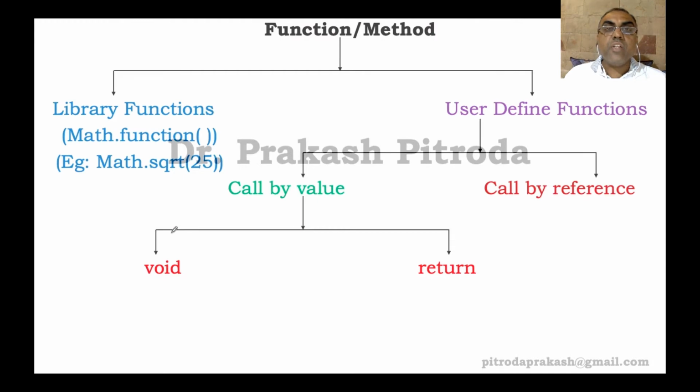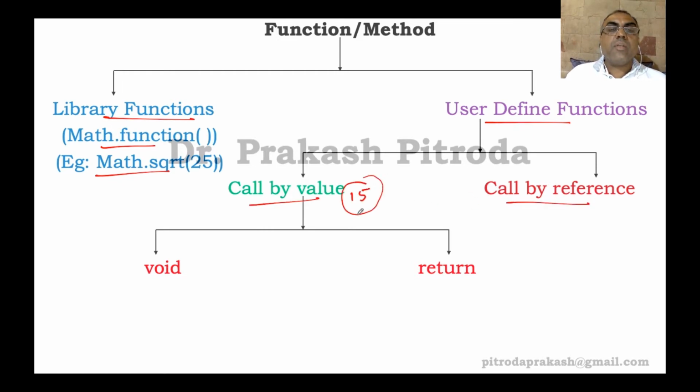Then we have understood different types of functions. There are two basic types of functions: library functions, which are ready-made functions supplied by Java, and the other functions which are created by the programmer for the specific needs of the user. We call them user-defined functions. We've also seen there are two types there: call by value and call by reference. In ICC, you will get a 15-mark programming question on call by value as well as a 15-mark programming question on call by reference.